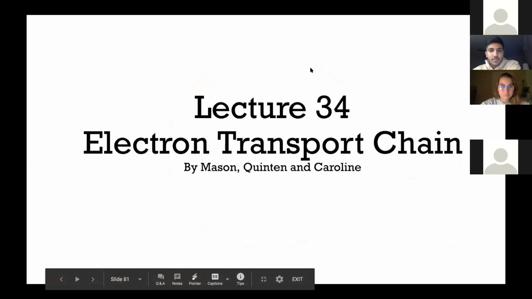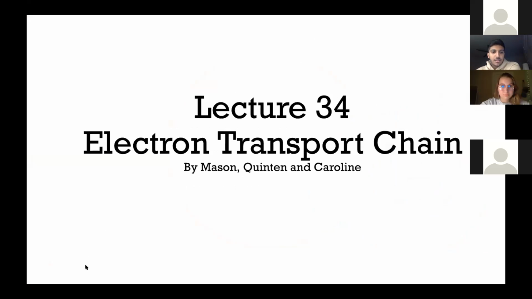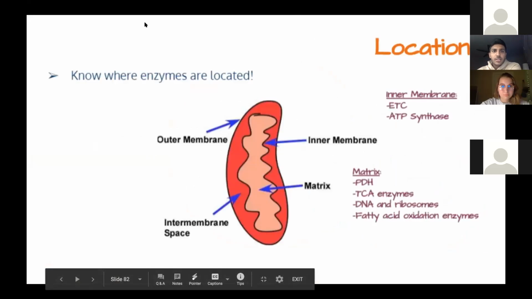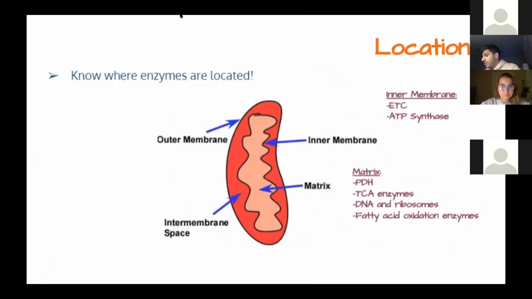In terms of electron transport, next I'll be covering electron transport. This is going to be lecture 34. So again, just know where the enzymes are located. It's really important to know where everything's located, but also the structure of the mitochondria in general. So you have something called the inner membrane, right?